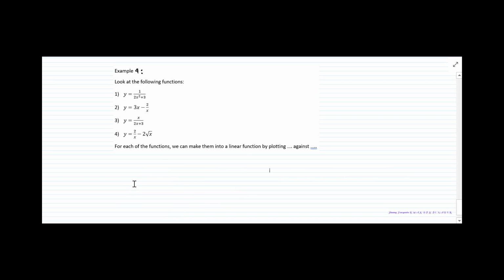Okay, that's number 3. And then the last one is number 4. Number 4 we have y equals 2 over x minus 2 root x. Okay, let's compare them with mx plus c. Oh, it's different. Let's try to eliminate this x by multiplying all of them by x. So it will become yx equals 2 over x times x, the x will be gone, minus 2 root x times x, it will become 2x root x.